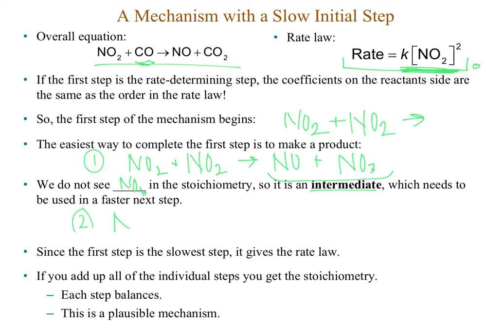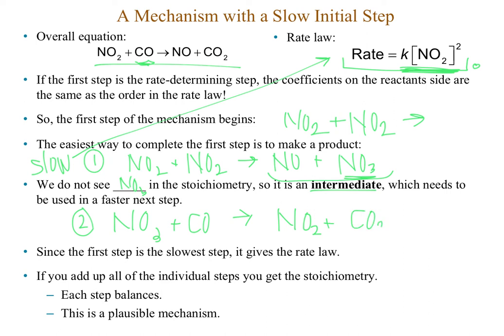For step 2, and then this was slow, right? Because this needs to predict that with stoichiometry. I know, we said it doesn't, but with mechanisms, it does. Now we have nitrogen trioxide plus carbon monoxide. So we needed to get rid of this intermediate, and we need to use our other reactant. And that's going to produce nitrogen dioxide, plus carbon dioxide.